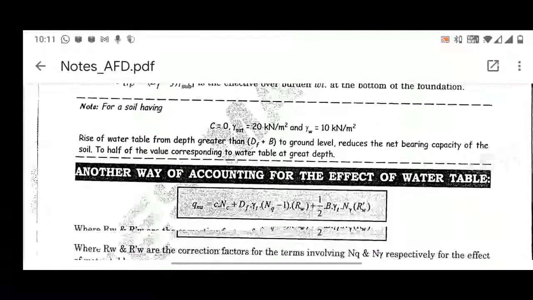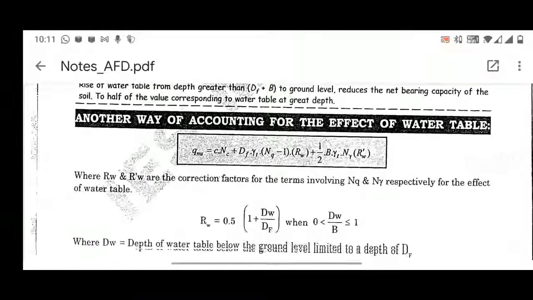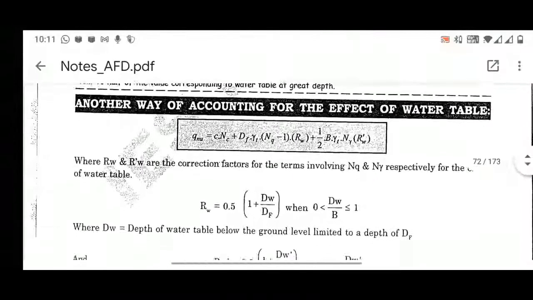Now this is another way of accounting for the effect of water table. They have this expression for the net ultimate, which we are all familiar with: c Nc plus gamma Df (Nq minus 1) into Rw plus half gamma B N gamma into Rw dash. Rw corresponds to the modification in the surcharge term, and Rw dash corresponds to the modification in the unit weight gamma term. I'll suggest you kindly follow this method, because it is quite simple compared to whatever we have discussed so far.